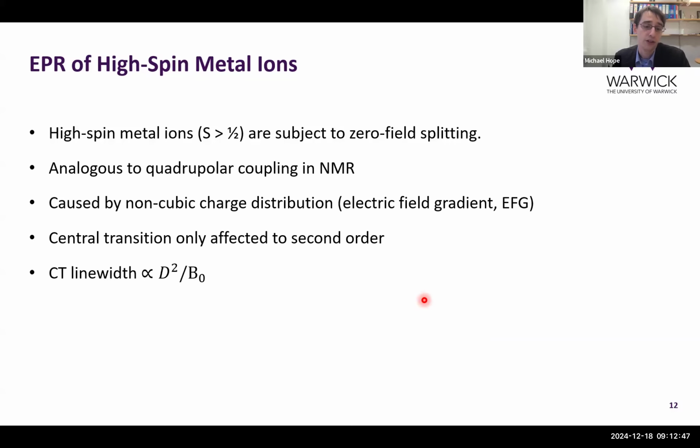The width of this central transition is proportional to the zero field splitting D squared and inversely proportional to the applied magnetic field. What this means is that if we want to use DNP of high spin metal ions, we need a highly symmetric metal environment in order to minimize the zero field splitting, to give a narrower line width that we can more readily saturate.